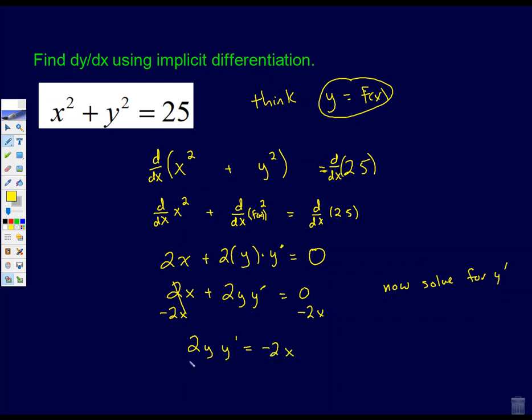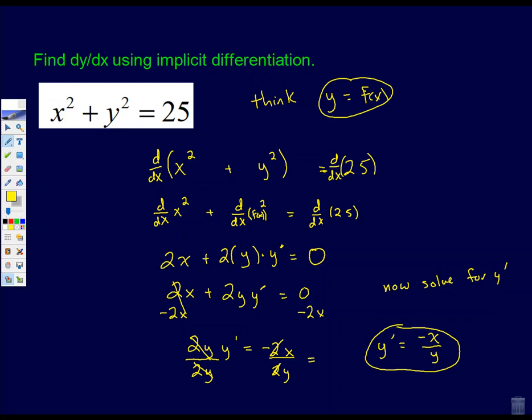So to solve for y prime, I have to divide by the other part. This is like the coefficient here. We're going to divide by 2y, and we're going to divide by 2y, and then simplify the answer because the 2's can divide and cancel. So my derivative, y prime, is the negative of x divided by y.